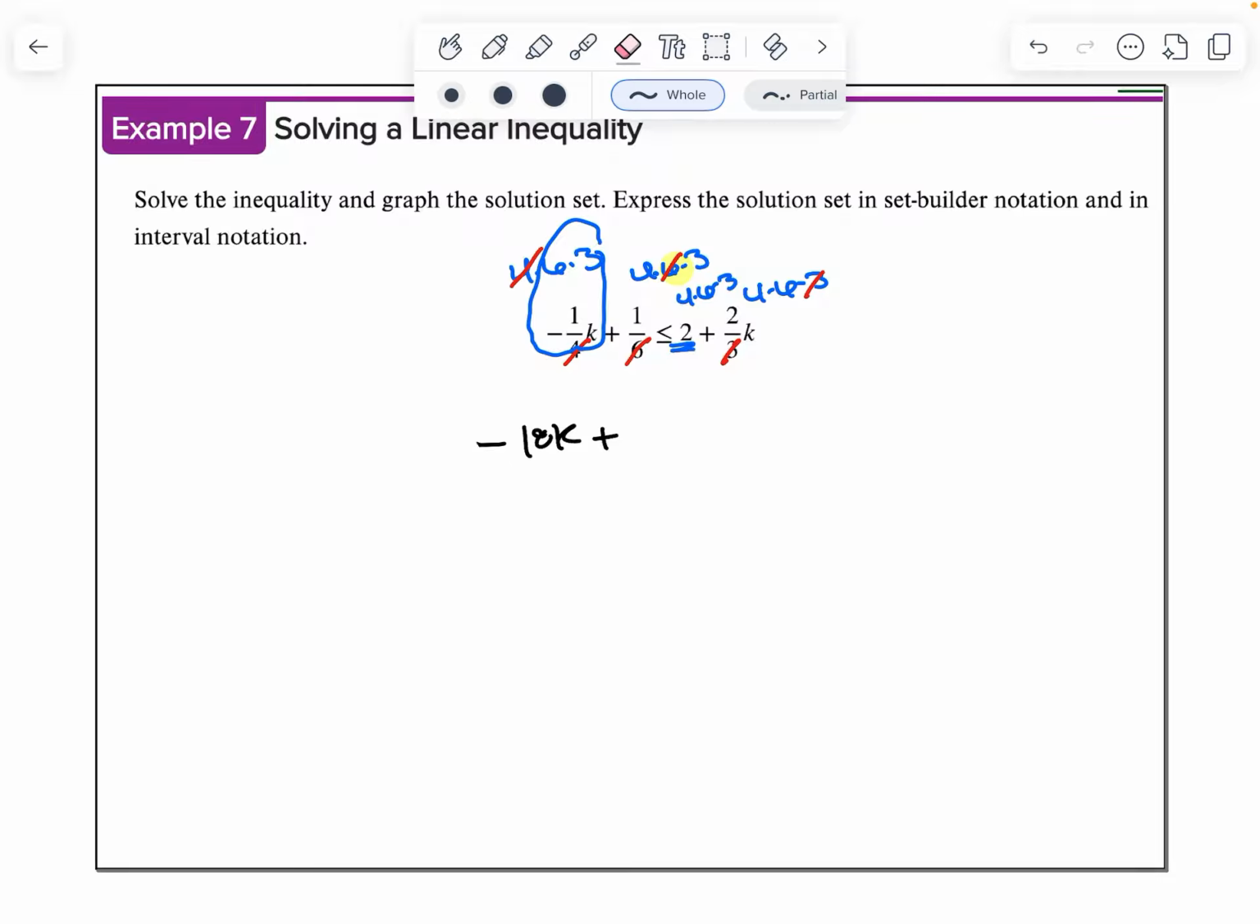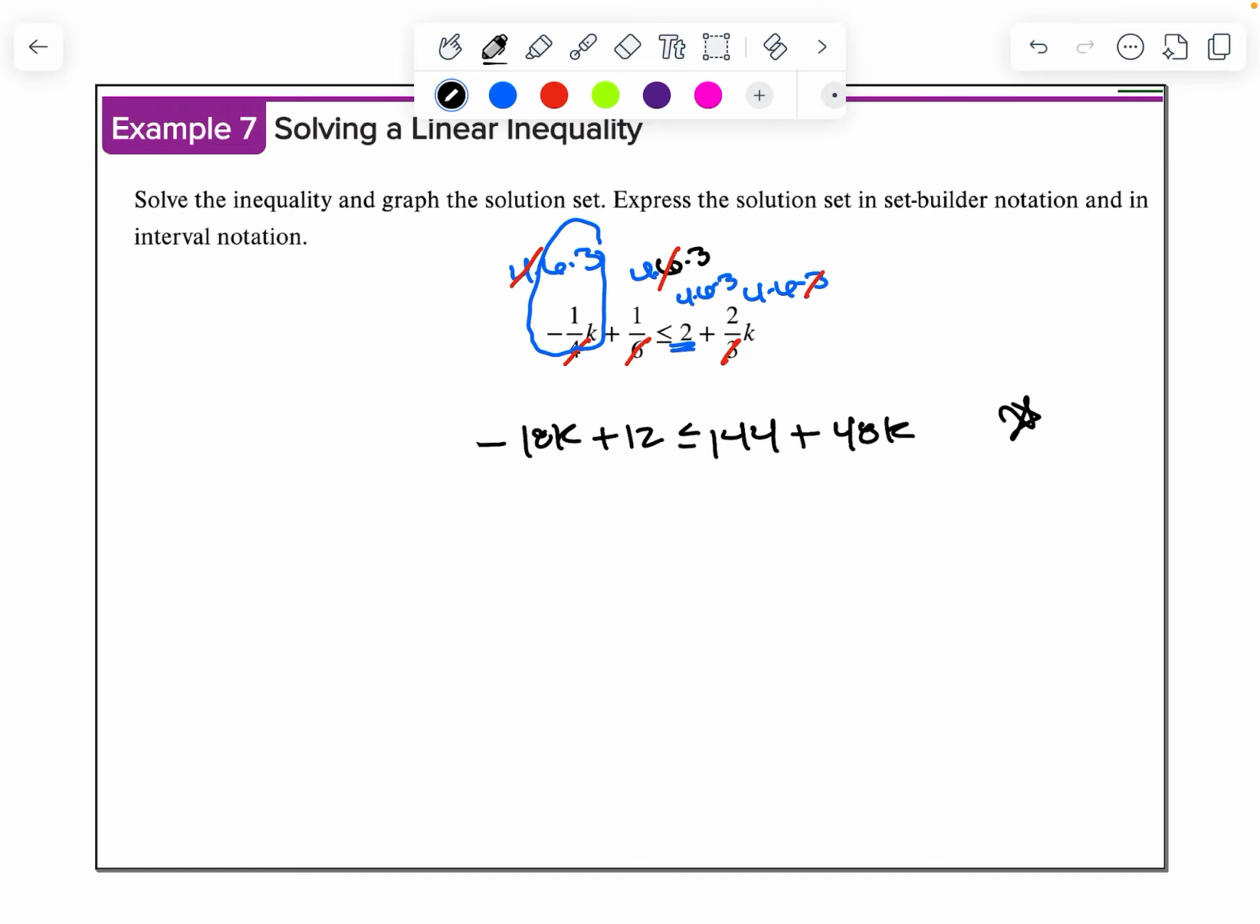So here, 4, 6, and 3. I should have marked out my 6. So 4 times 3 would make 12 there, less than or equal to 4 times 6 times 3 times 2. And my calculator tells me that is 144 plus 2 times 4 times 6 times k. 2 times 4 times 6 would be 48k.